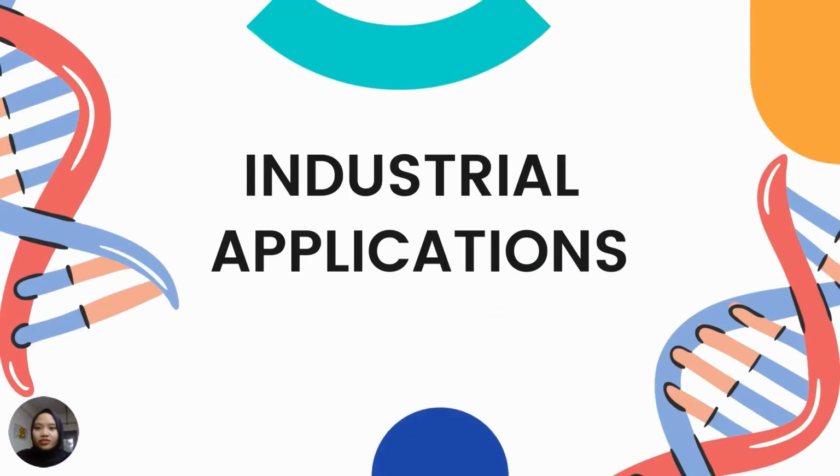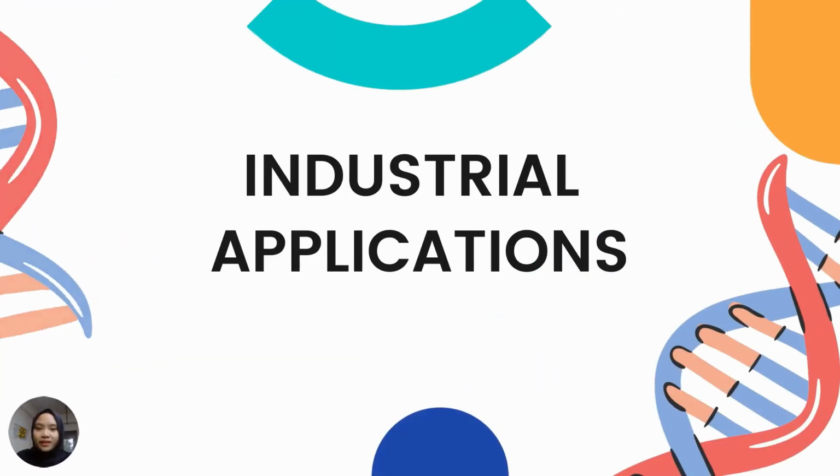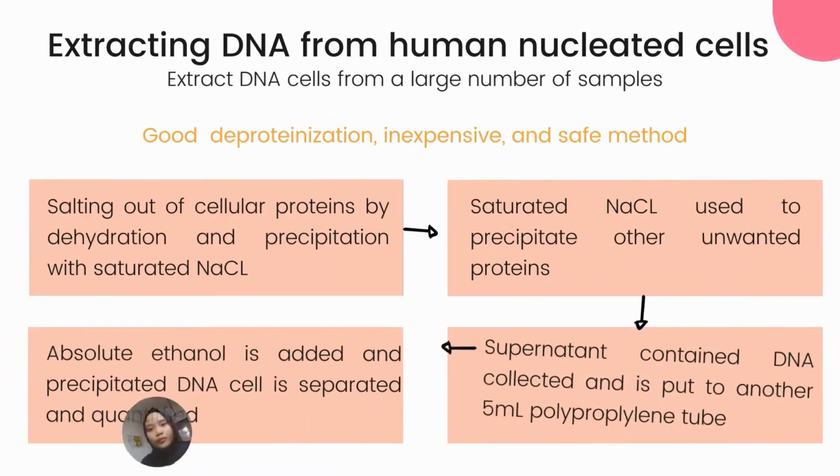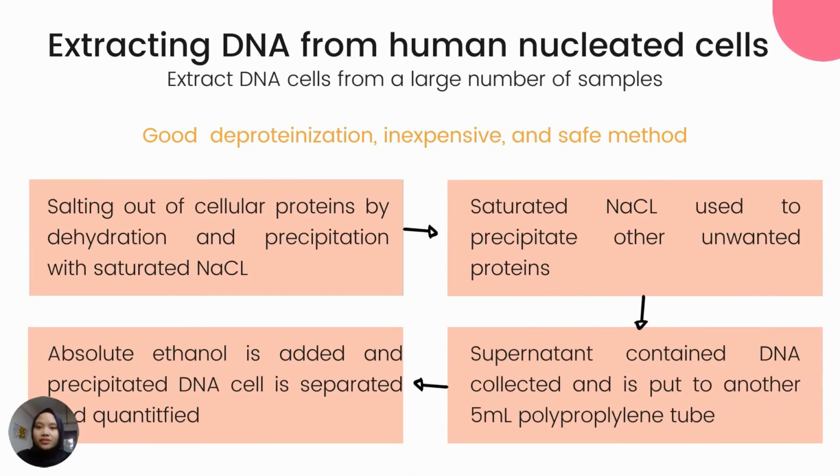I will move on to the industrial applications of the salting out precipitation method. Firstly, extraction of DNA from human cells. Initially, saturated sodium chloride is used to precipitate other unwanted proteins, followed by centrifugation, and the supernatant containing DNA is added to a polypropylene tube before absolute ethanol is added. The DNA precipitate is then separated and quantified.